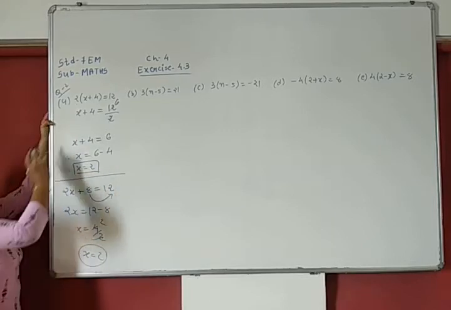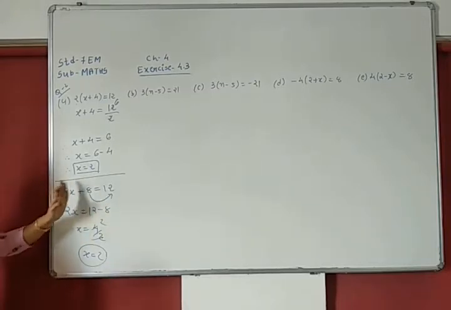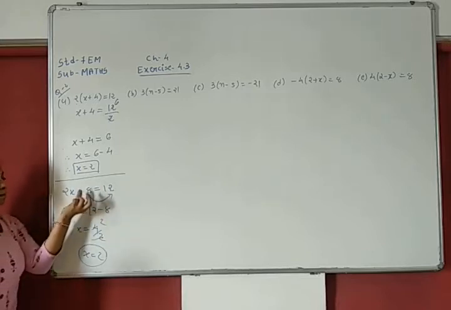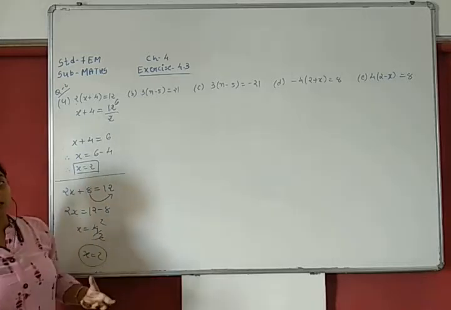But I suggest the first method. This one will be difficult. Why difficult? Because you are multiplying the number inside, and if you do the multiplication, the numbers will become bigger. And the bigger the numbers get, the more mistakes there will be in the calculation.